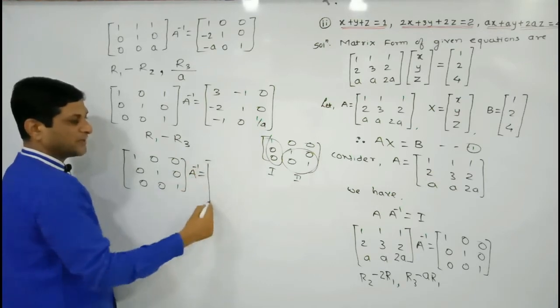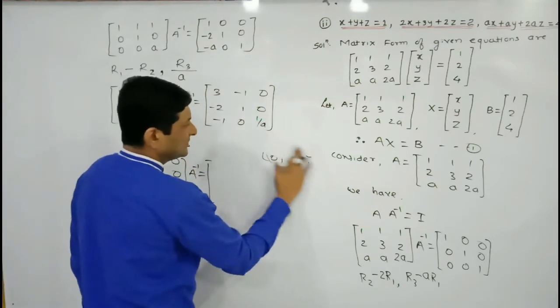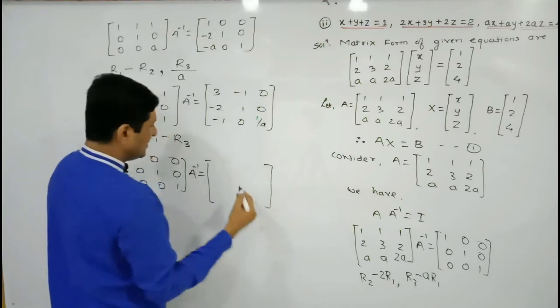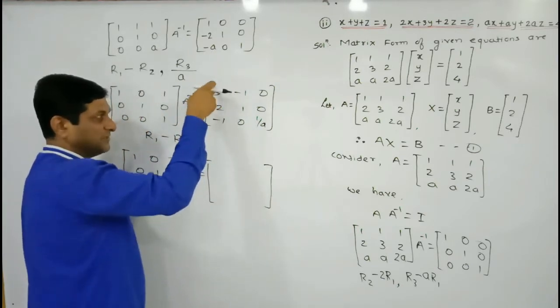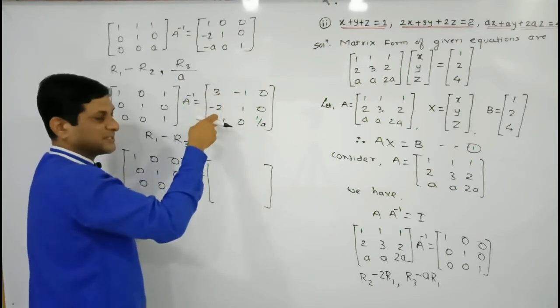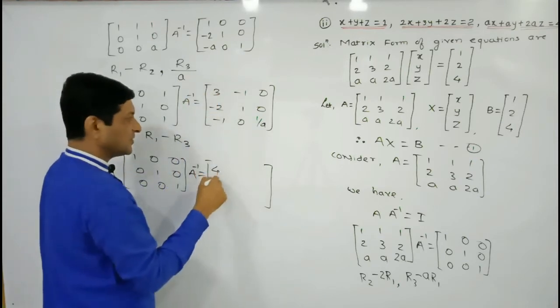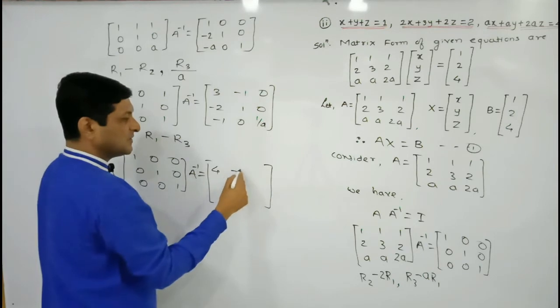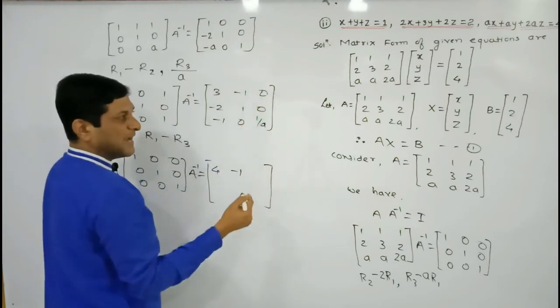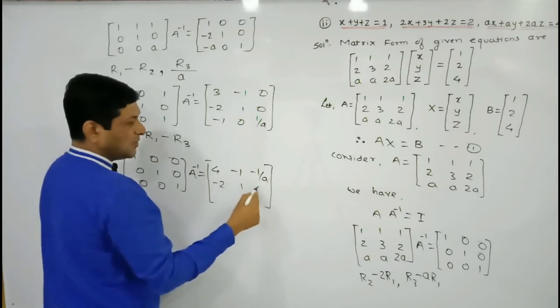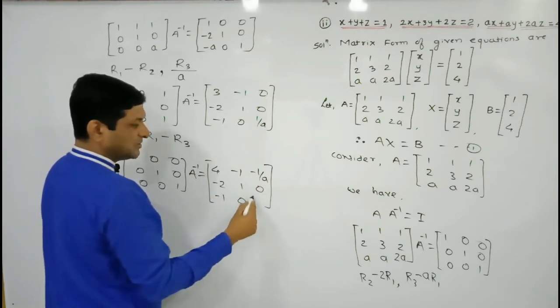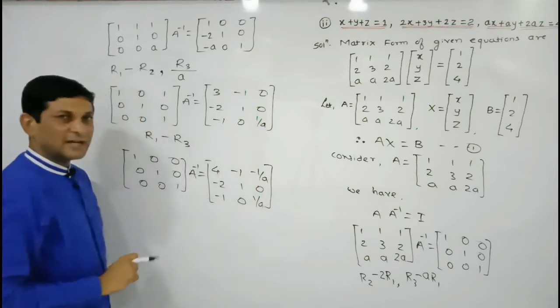Perform this operation very carefully on the right hand side also. So our operation is on R1, that is R1 minus R3. 3 minus minus 1 means plus 1, 3 plus 1 is 4. Here minus 1 minus 0 is minus 1, and 0 minus 1 by a is minus 1 by a. There is no operation on R2 and R3, so keep the elements of R2 and R3 as they are.